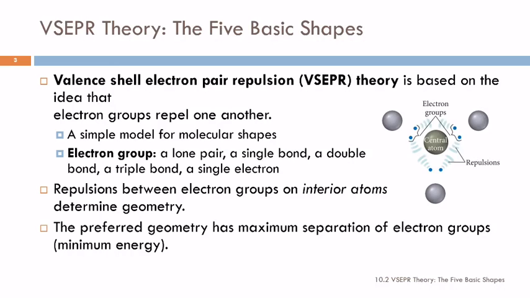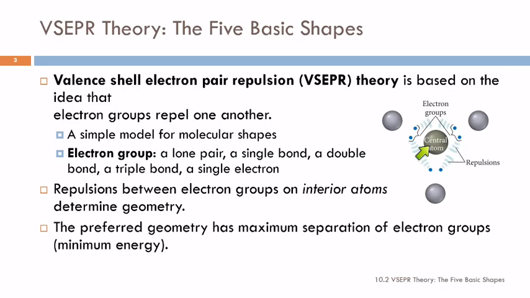So what are electron groups? An electron group is a lone pair. Those are a pair of non-bonding electrons on a single atom. A single bond is an electron group. A double bond is an electron group. It's one electron group. A triple bond is an electron group, or a single electron. The single electron you're only going to see in one of those free radicals where you have an odd number of electrons. So it's the repulsions between electron groups on the interior atoms that determine the geometry.